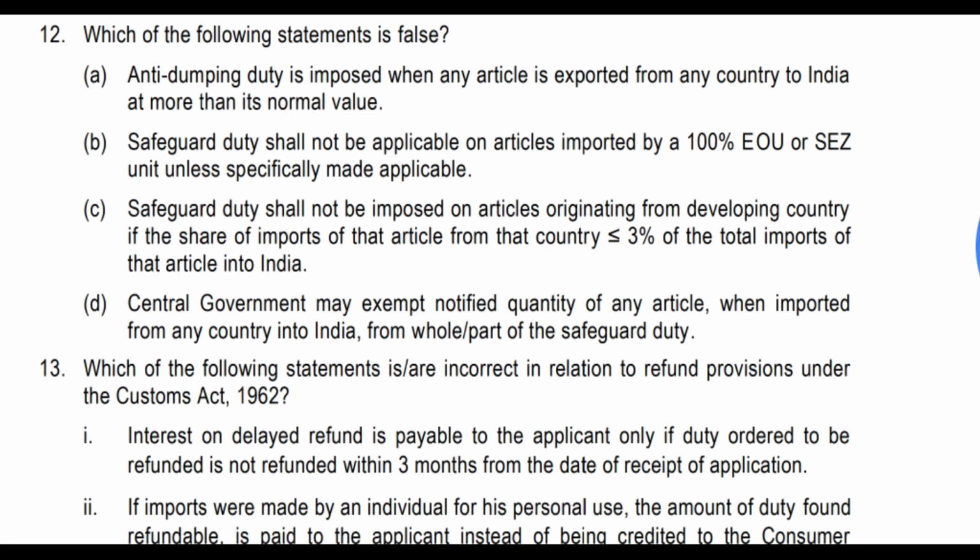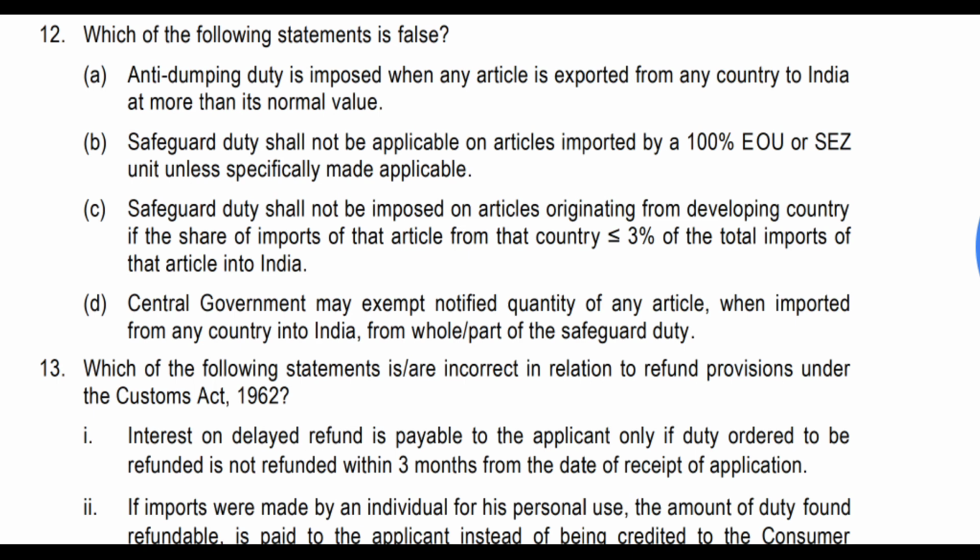So question number 30. Which one of the following statements is incorrect in relation to refund provisions under the Customs Act 1962? Okay, so the first point, interest on delayed refund is payable to the applicant only if duty ordered to be refunded is not refunded within 3 months. So if you do not get the refund within 3 months from the date of receipt of application, then from there the government has to pay interest. So this statement is correct.